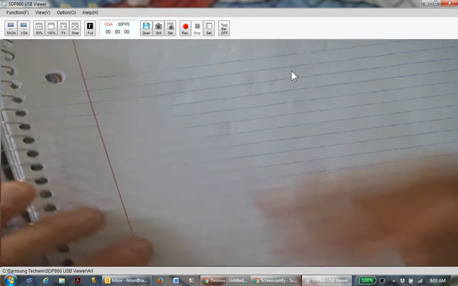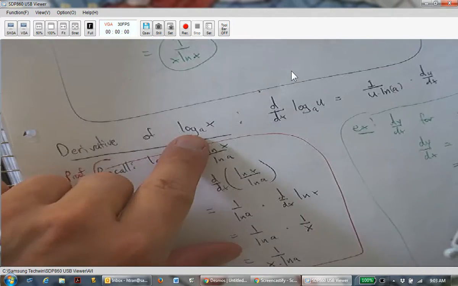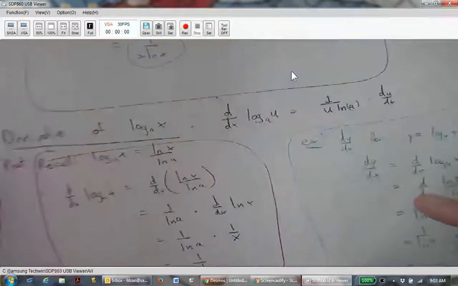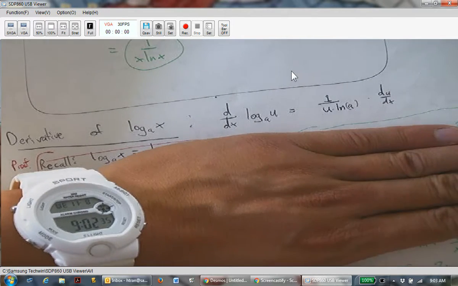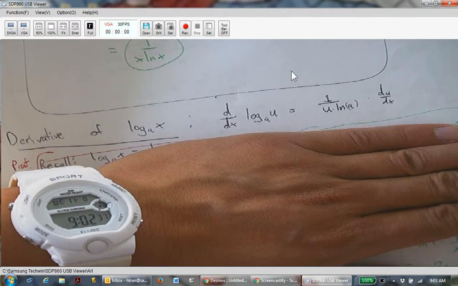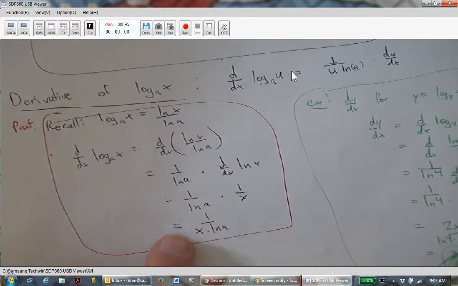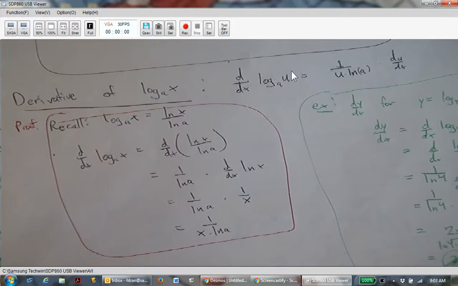So my next and last point is the derivative of log base a of x. More generally, it's not just natural log, it's log of any other base besides e. That's what it's going to look like. That's the derivative. If you want the proof, it's in red. You don't have to know the proof, but you can write it.